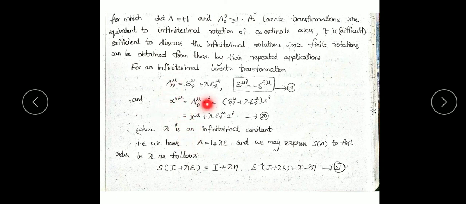So if we forget about this x^μ, Λ is equal to 1 plus λε. If we omit the x^μ from this equation, we may express S(Λ) to first order in λ as follows. How do we express S of Λ? Λ is nothing but 1 plus λε, so S of I plus λε is nothing but I plus λη. In a similar manner, S inverse of I plus λε is nothing but I minus λη. As the inverse is there, we have minus; as no inverse is there, we have I plus λη.